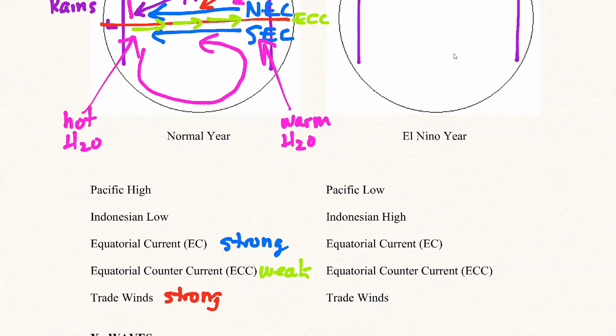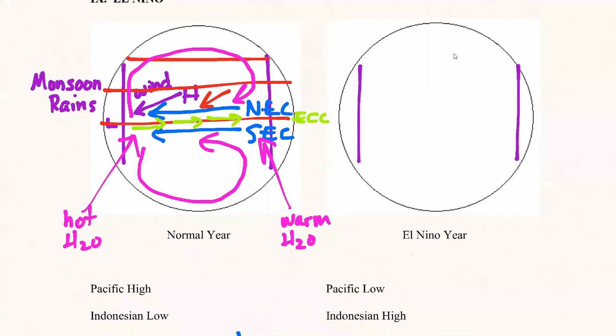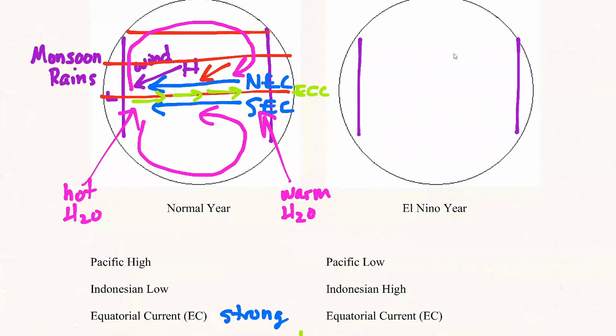But there are some years where the weather patterns shift. Those years are called El Nino years. During El Nino, some of the storms get shifted to the south. They go through Southern California, and they sort of miss our area, and we get low snowfall during El Nino years. For reasons that scientists still don't really know, the Indonesian low and the Pacific high switch places. So now we have a Pacific low and an Indonesian high.